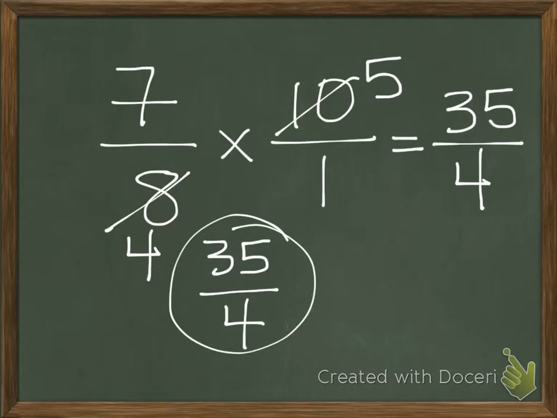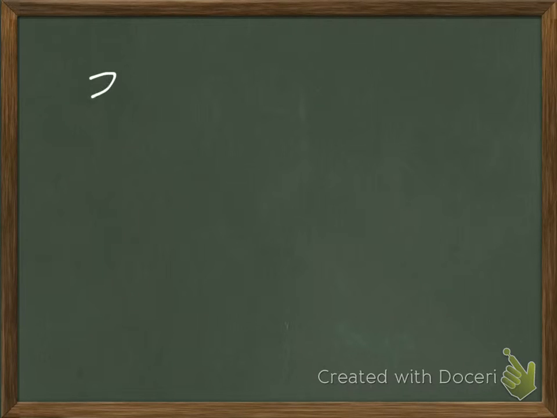35/4. But if the question said, well, how many cups can I fill? 35/4 doesn't look like a number that I can work with. How many cups is that? Well, let's take a look at how to handle that. That's what you call an improper fraction. And if you know how to handle an improper fraction, you know you take the denominator and see how many times it goes into the numerator.